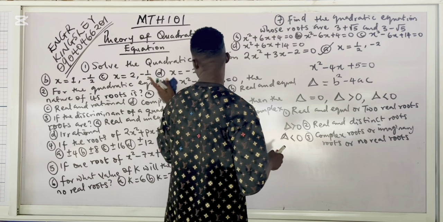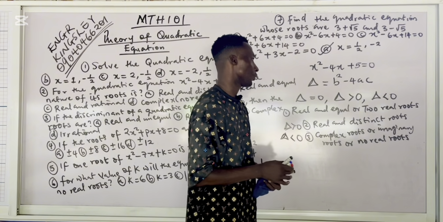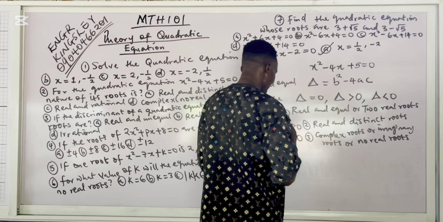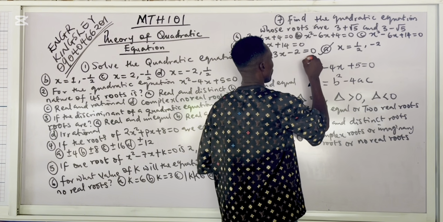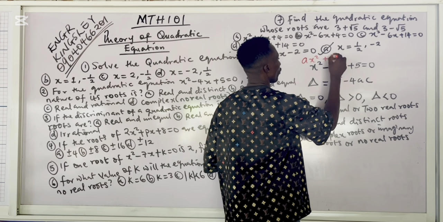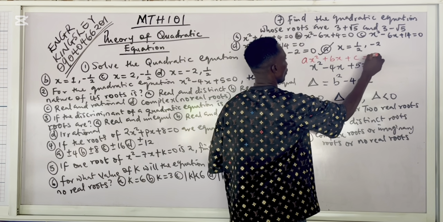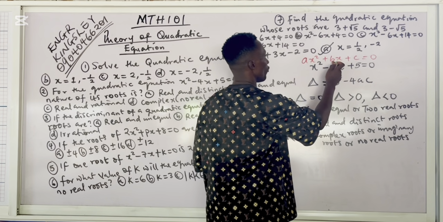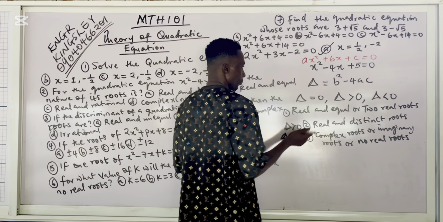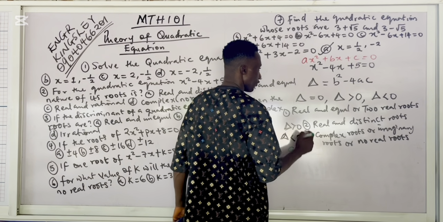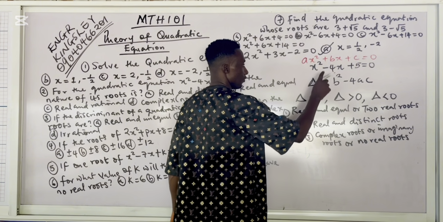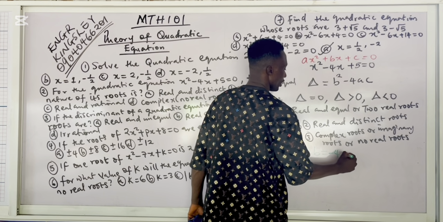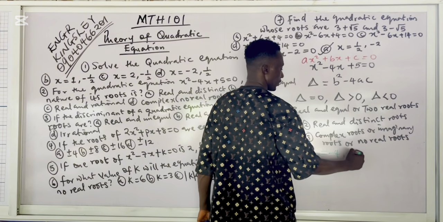So what they're asking in number 2 is verification of this particular equation. The first thing one has to do is to write the general formula for quadratic, ax squared plus bx plus c equal to 0. My aim is to get the value of a, get the value of b, and get the value of c. The value of a is the coefficient of x squared, which is 1. The value of b is the coefficient of x, which is minus 4. The value of c is the constant, which is 5.